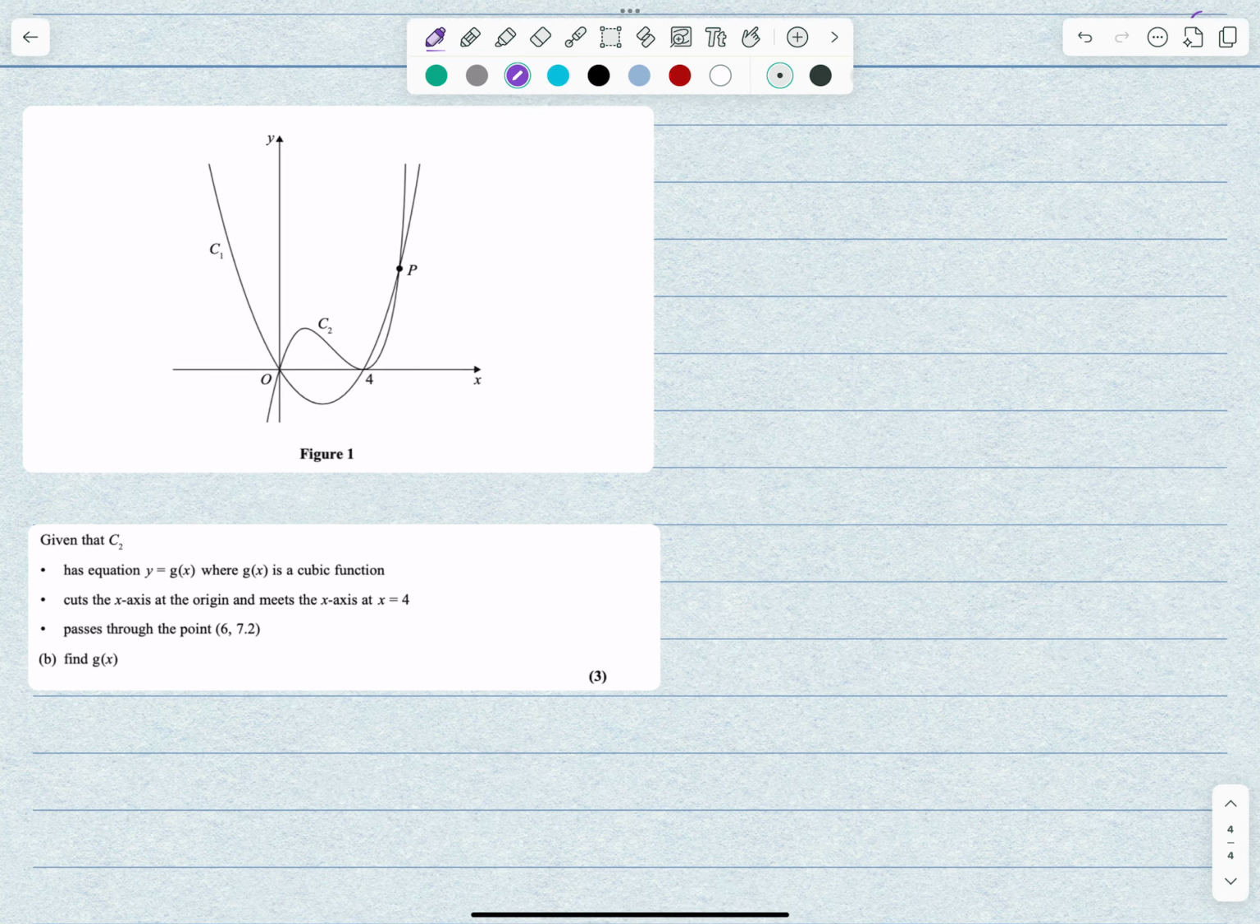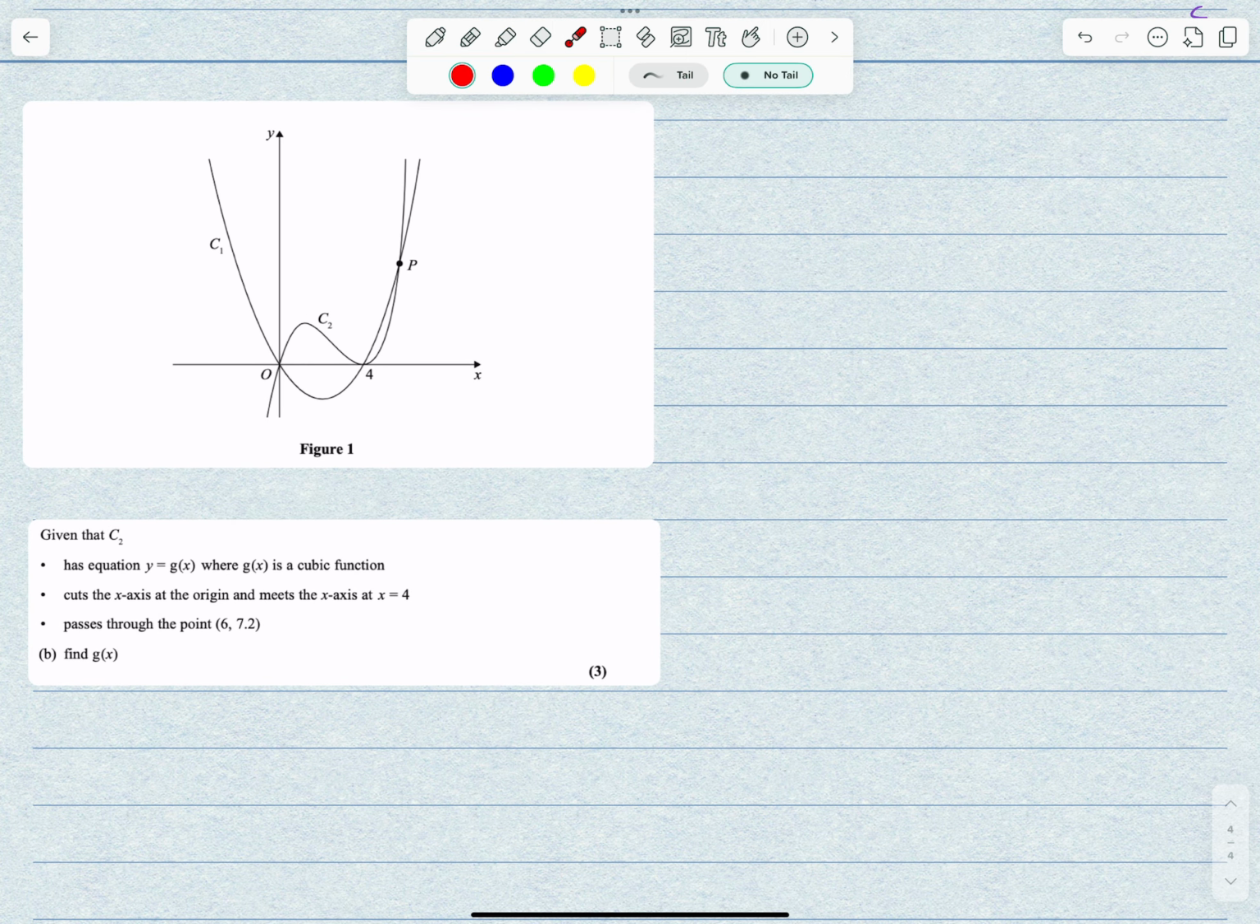Now in part B, this time they're talking about curve C2. They're talking about this one, and they say it's a cubic function, and it cuts the origin, as we can see, and then meets the x-axis at 4 and passes through the point 6 and 7.2. We need to find the equation of it. That's also an easy question.